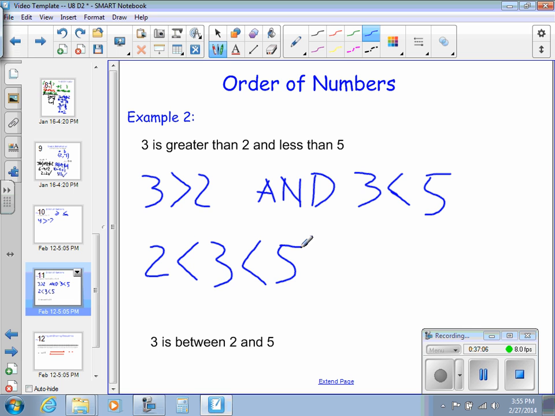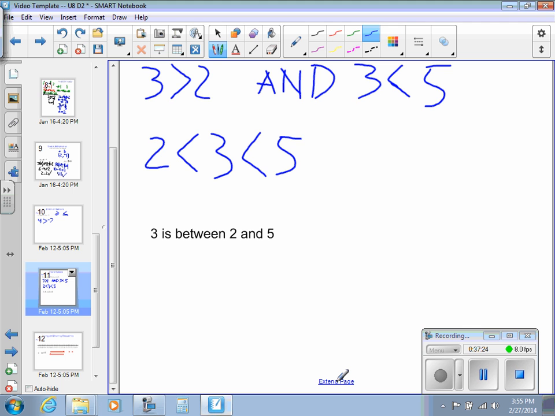Okay, and there's a way that we read this. We read this as 3 is between 2 and 5, which it is, because we have the smallest one, which is less than 3, which is less than the largest one, 5. So similarly, now we have 3 is between 2 and 5, 3 in the middle, the smallest one, 2, is less than the one in the middle, 3, which is less than the largest one, 5. That's 3 is between 2 and 5. And that's the way we actually read this.